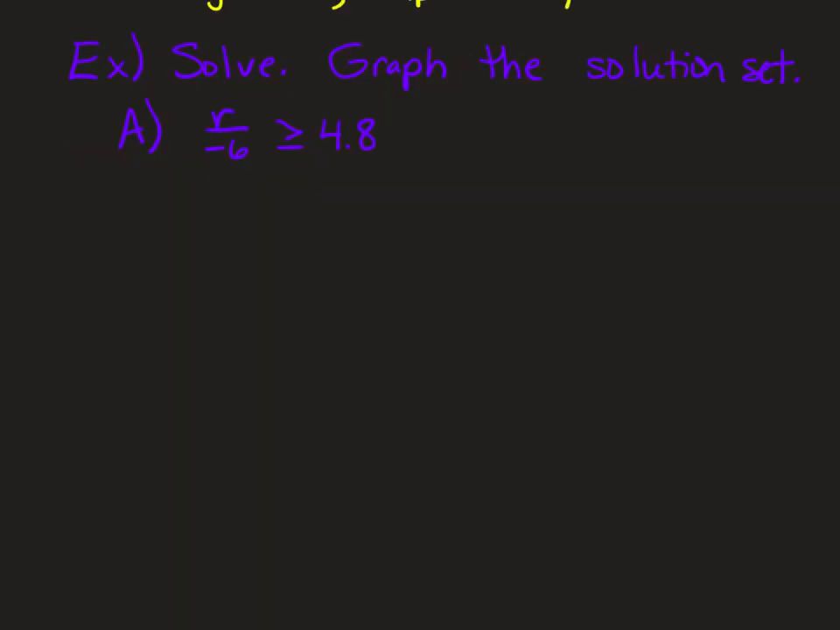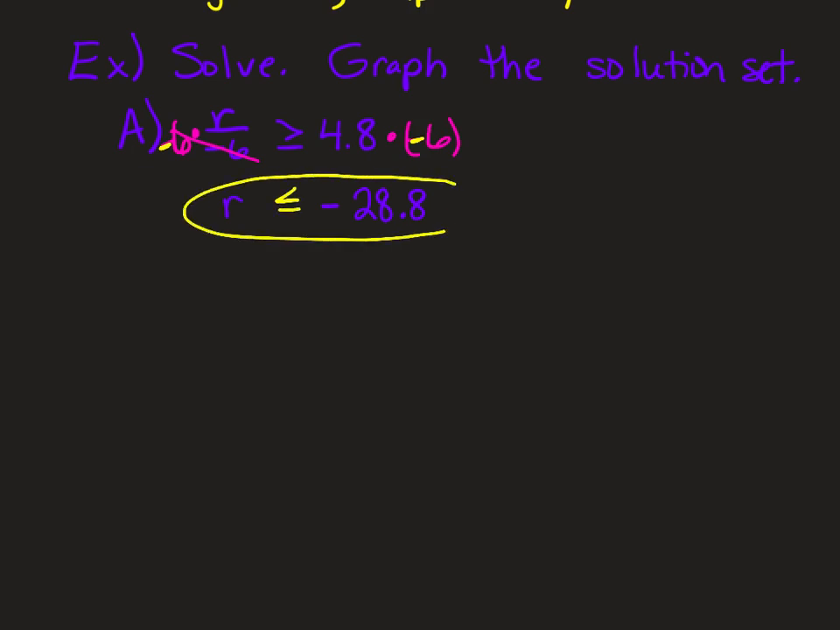Our first problem, we're going to solve and then graph the solution set. We have r divided by -6 is greater than or equal to 4.8. So we're going to undo this dividing by -6 by multiplying both sides of the inequality by -6. They cancel on the left side and we get r by itself. On the right side, 4.8 times -6 is -28.8. But notice we multiplied both sides by a negative. So our symbol was a greater than or equal to, now it's a less than or equal to. Our symbol had to flip.